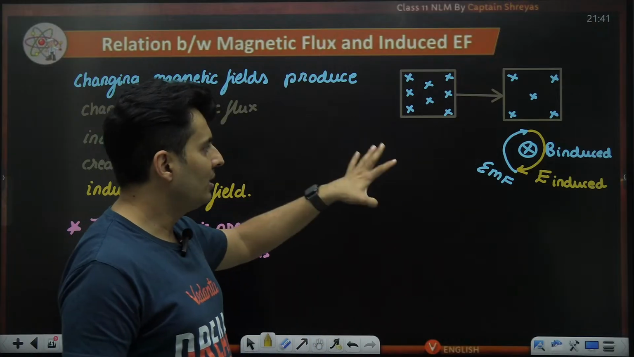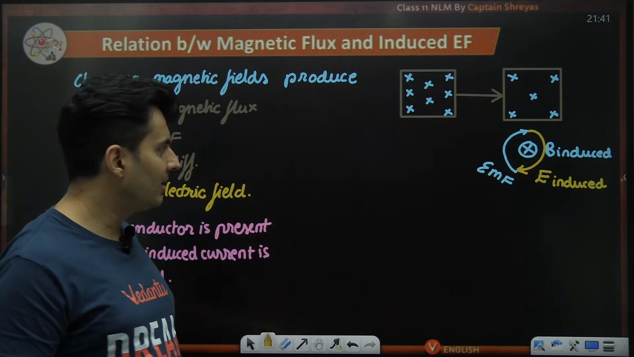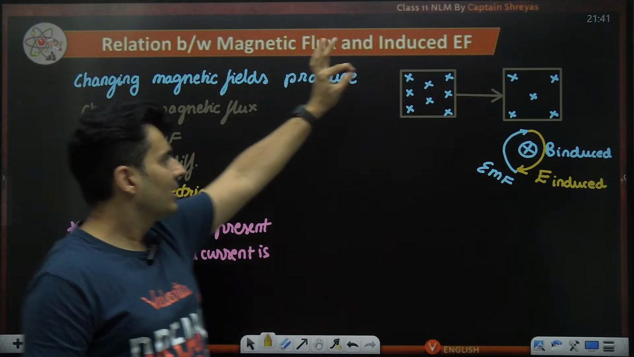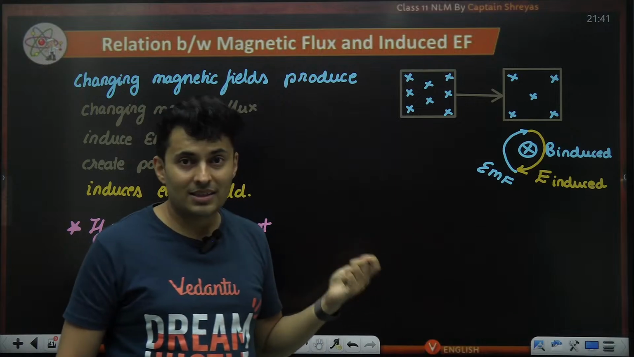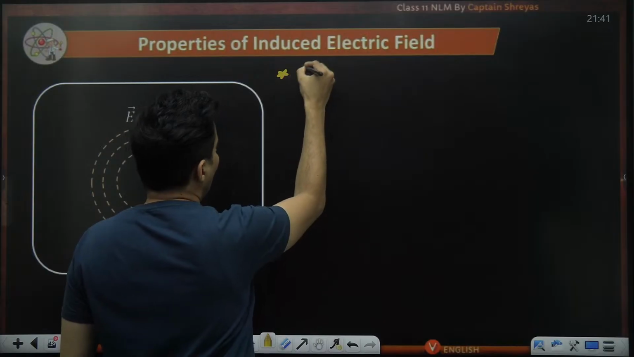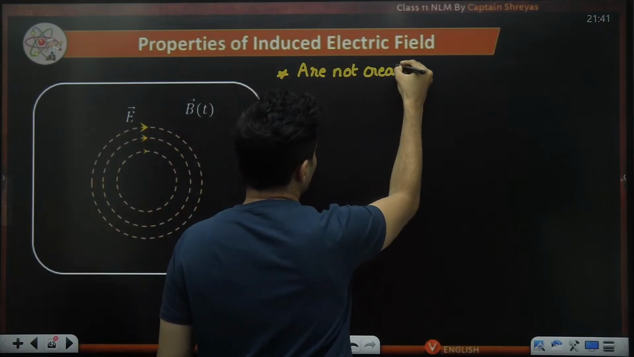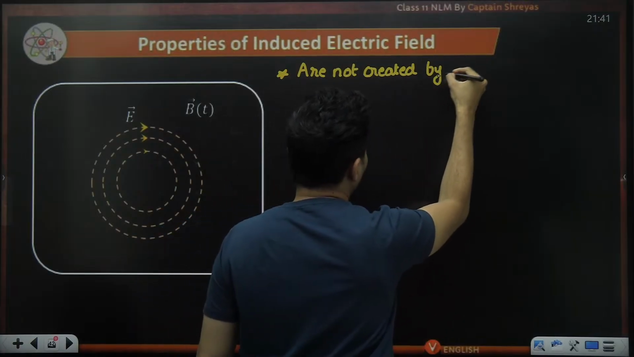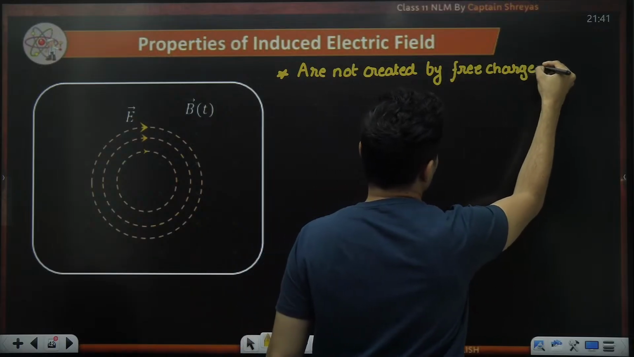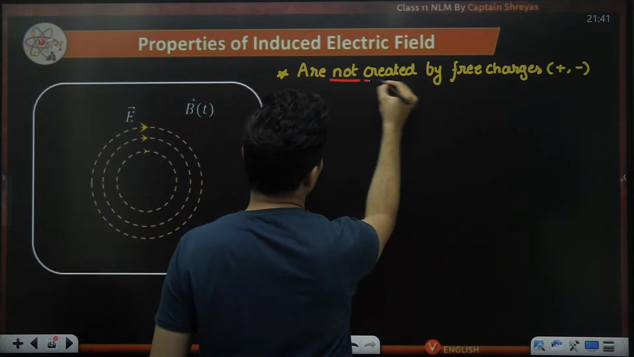Now that you understood this concept of induced electric field, let me tell you one very interesting fact. When I spoke about this induced electric field, nowhere were there protons or electrons. That means these induced electric fields are not created by free charges, like protons or electrons, positive or negative charges. They are not created by it. This is very, very important.